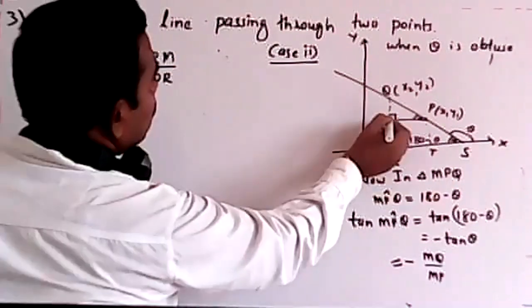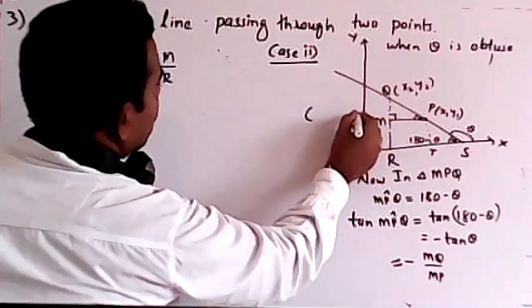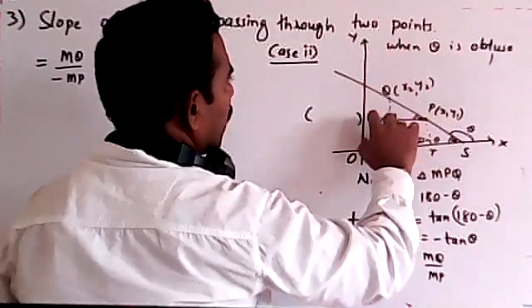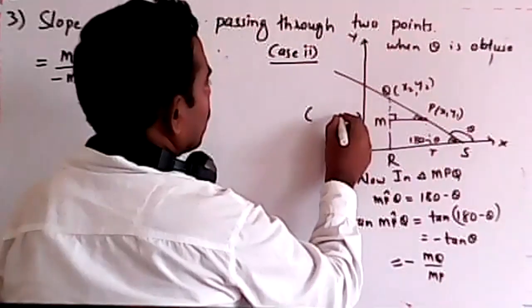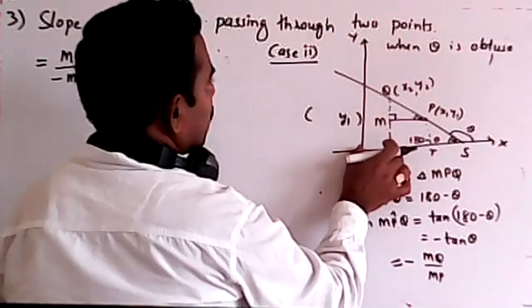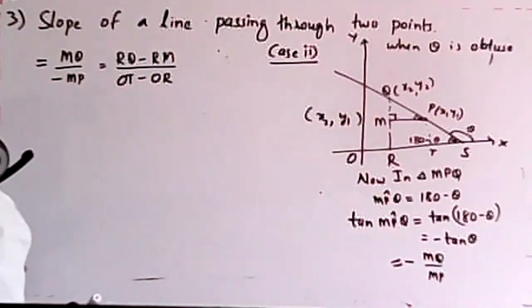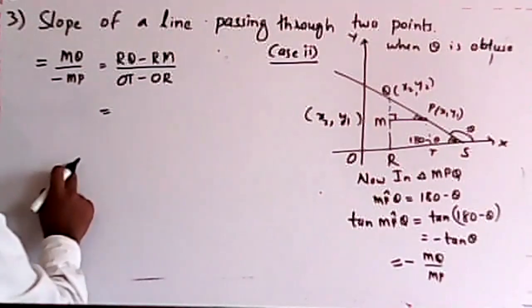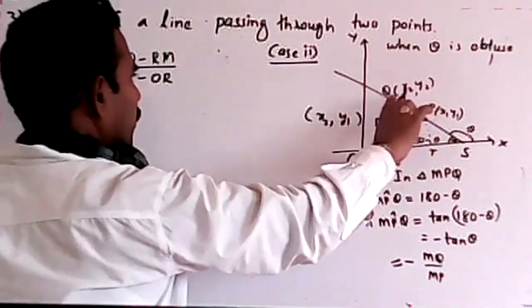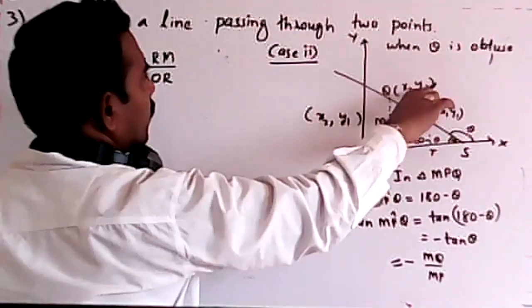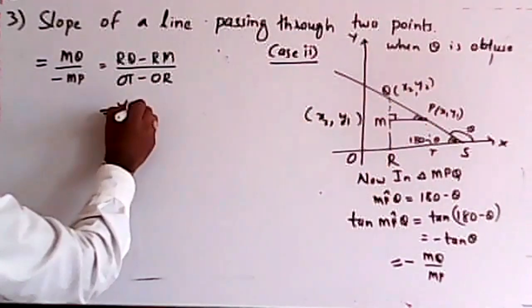But tan theta is very easy to find. What is that now? This much is Y1. But this much is X2. Finished. RQ, this big, means Y2.